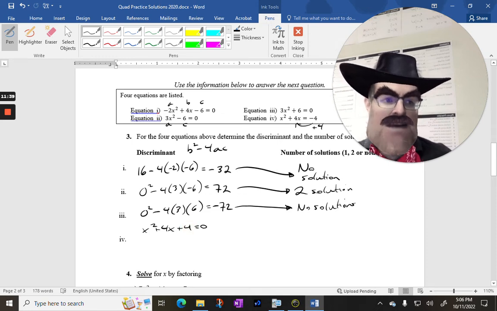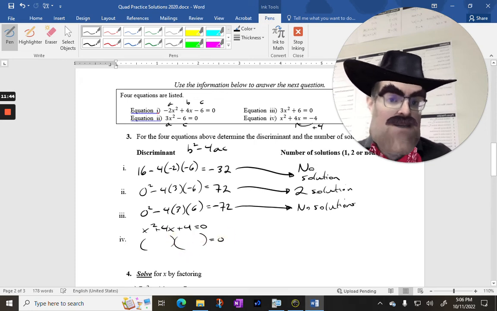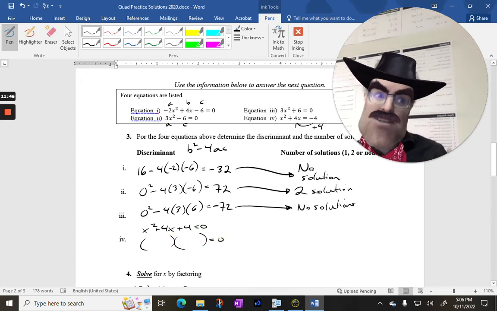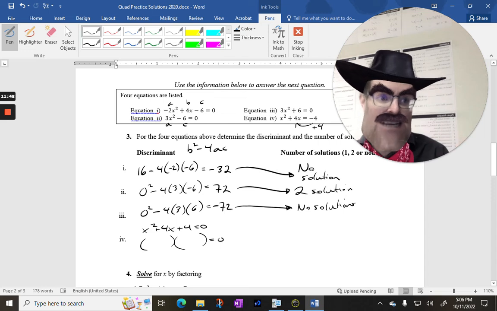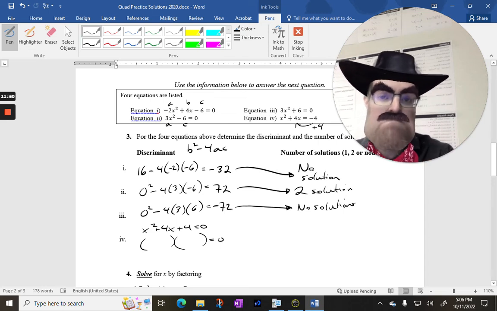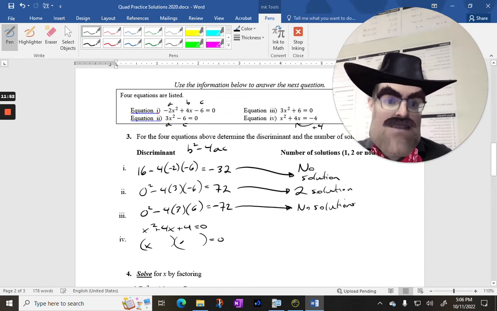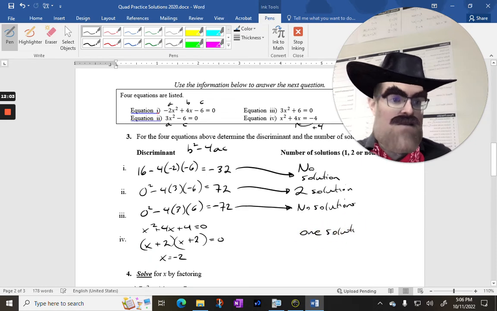And technically, I could factor this. I might as well factor it. Let's just double check something here. You could use the discriminant, but I'm not too concerned. Like if you can find how many solutions there are some other method, go ahead. So x times x, 2 times 2, plus and plus. Looks like I just got the one solution because they're both exactly the same here. So we have one solution.